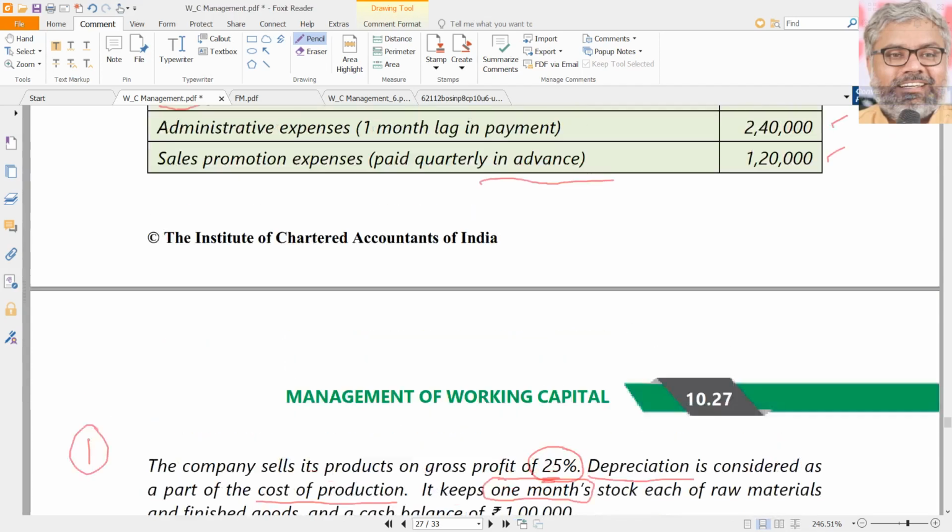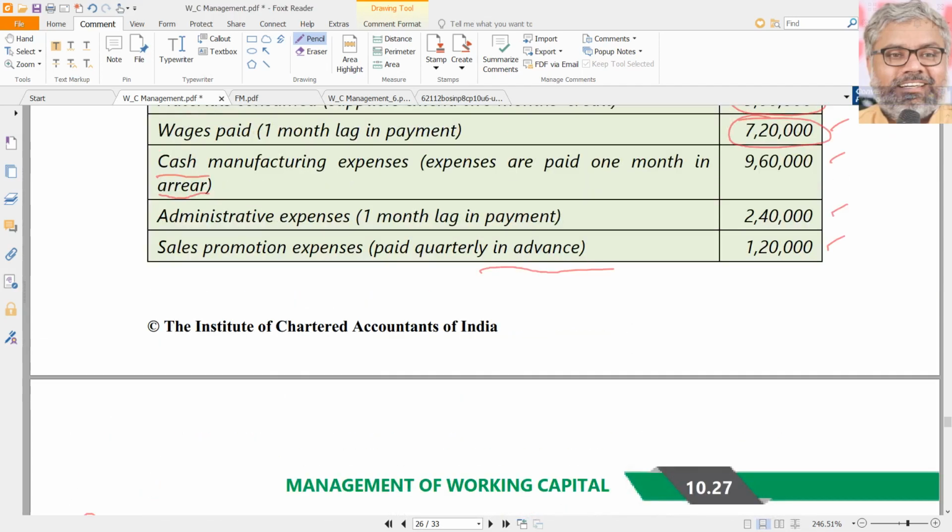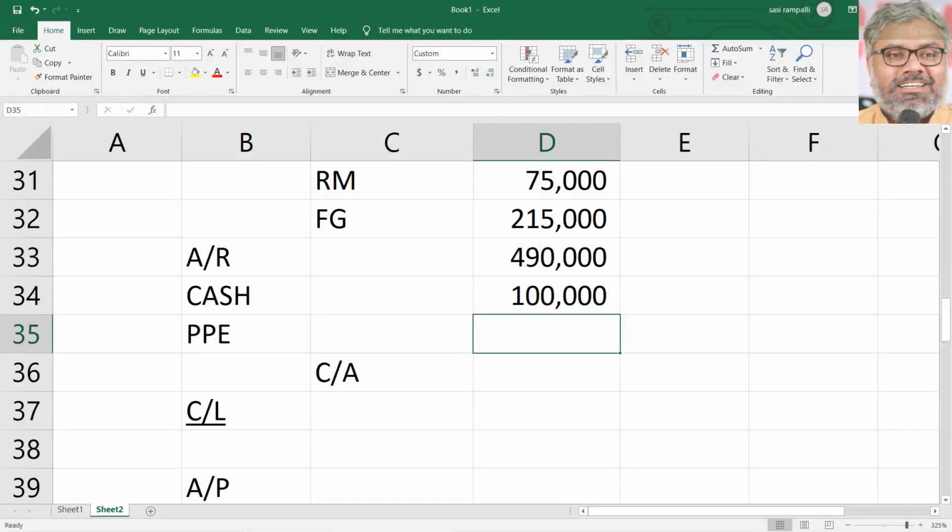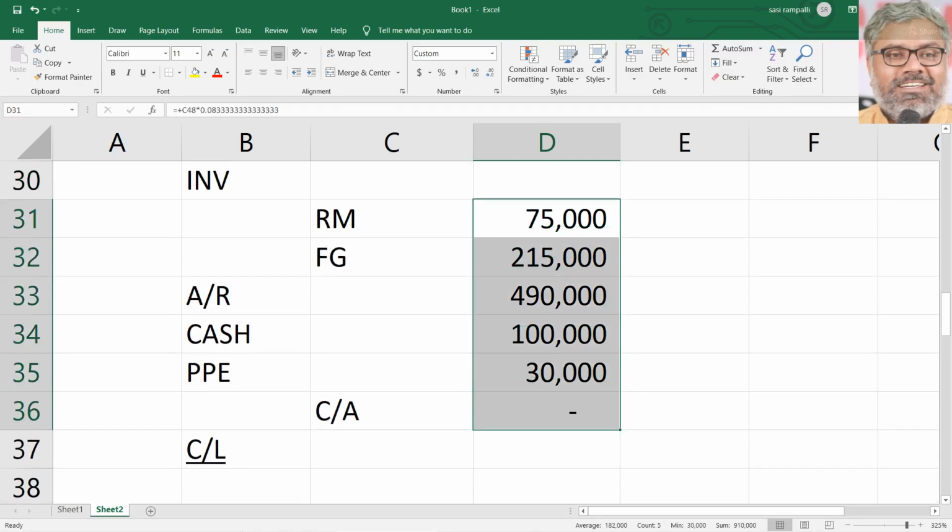Then prepaid expenses. One of them is sales promotion expenses, 1,20,000 paid quarterly in advance. Quarterly in advance means how many times will it be paid? 4 times. So 1 by 4: 1,20,000 into 1 by 4, that is 30,000 is going to be paid in advance every time. So how much is going to be the total of current assets?